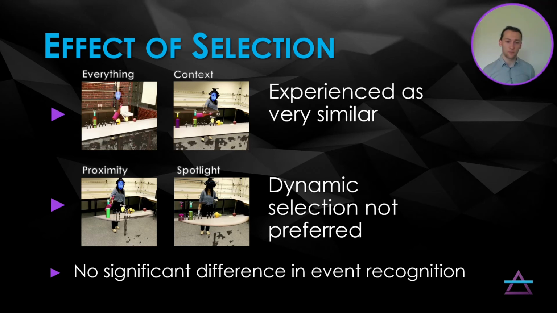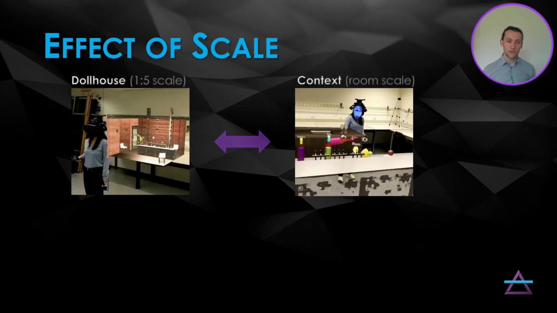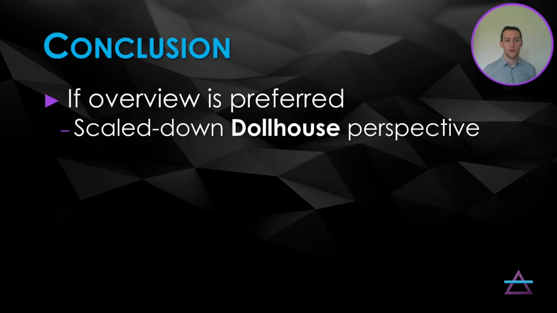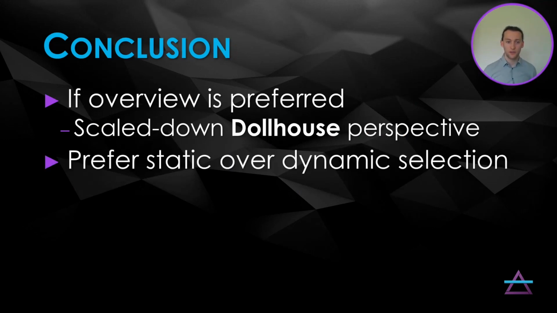On the effect of scale, we found that Dollhouse provided users with a better overview, but also that sometimes users found it to be too small, which is also supported by the Dollhouse scoring the lowest in the event recognition task on both the studies, albeit not significantly. So in conclusion, if an overview is preferred, we recommend using a scaled-down Dollhouse perspective.